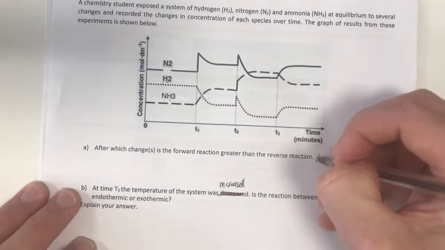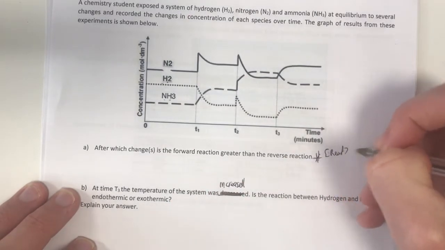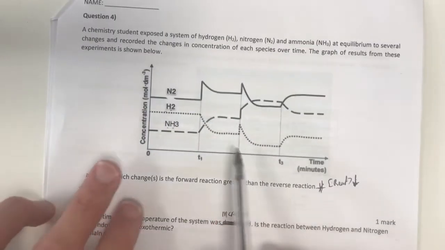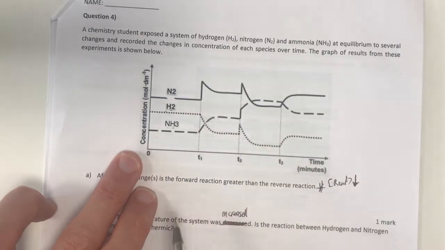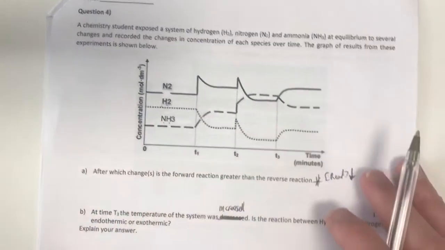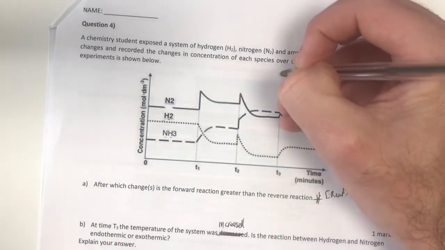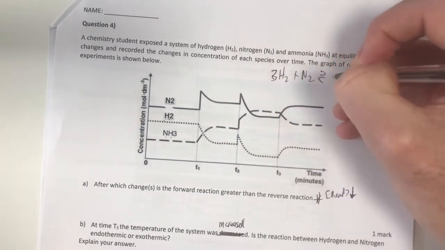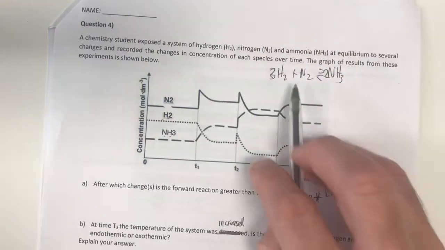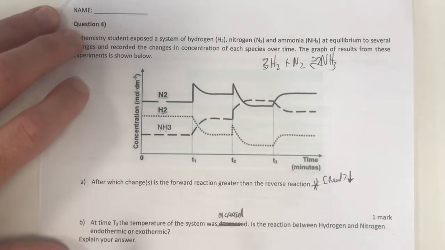So for this to be right, the forward reaction to be greater, my concentration of my reactants should be decreasing. Alrighty, so therefore let's have a look. My reactants here would be my nitrogen and hydrogen. My products would be my ammonia. How do you know that? Well, you kind of don't, but I probably should have put in a nice equation here to find that. So therefore my reactants are here. Anyway, let's move on. After which changes is the forward reaction greater than the reverse reaction?